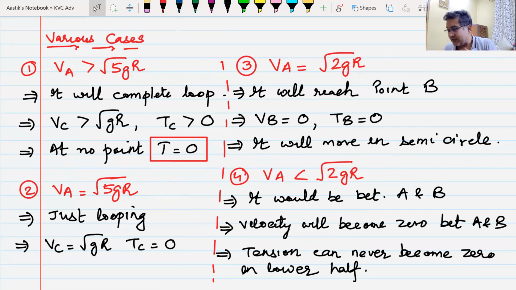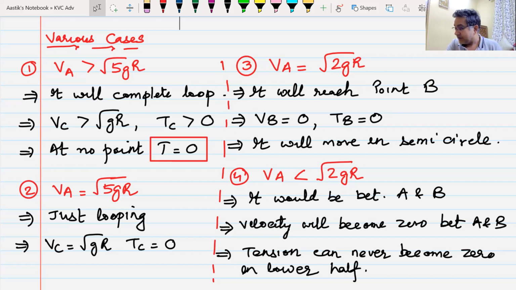If the velocity is equal to root over 2GR, it will just reach point B. This was the number that you probably remembered when you said root 2GR. With this velocity, it will only get to point B, which is the middle point, my dear friends. If the velocity is less than root 2GR, it will not even reach that middle point. Velocity will become 0 somewhere and then it will come back. Do we understand this?